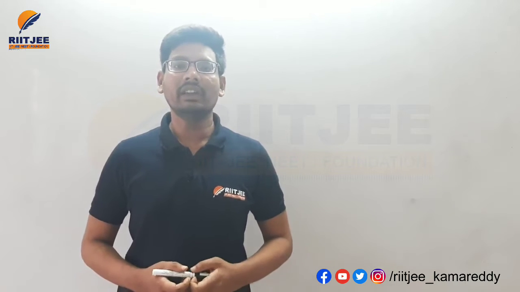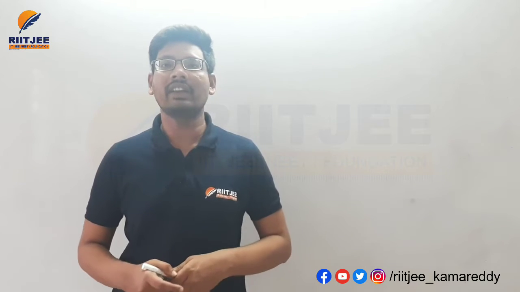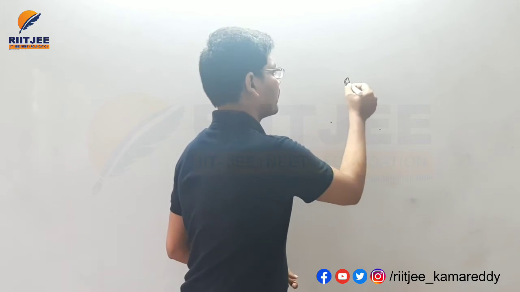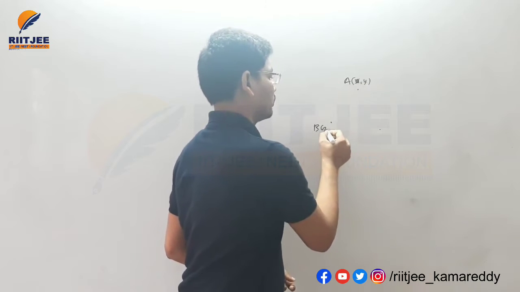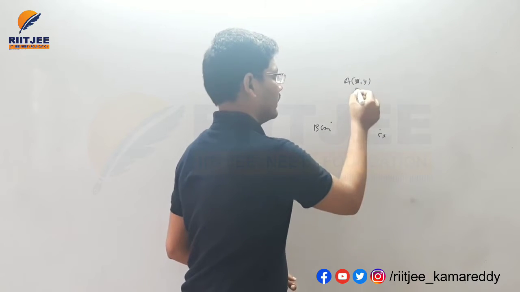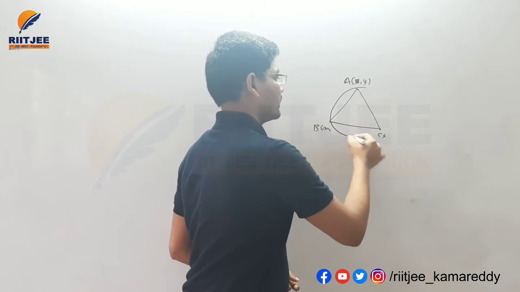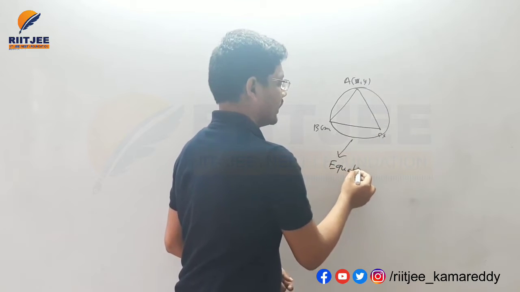Welcome to Ridzi. In the last session we discussed the equation of a circle when 3 points of a triangle are given. The last one is when we got 3 points A (x1, y1), B (x2, y2), C (x3, y3). For this triangle we found the circumcircle equation here.